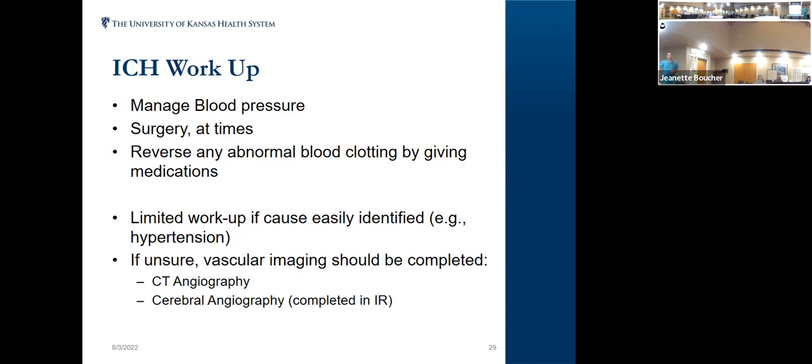If they are on some sort of blood thinner, someone might be on warfarin, and for one reason or another, the blood level of the warfarin gets too high, and it can cause them to bleed. And so we oftentimes will do what we can to reverse those processes by giving them things like Kcentra and things of that nature. We also look at the blood vessels in their head. We get what we call a CTA, and it looks at all the blood vessels in their head to see if we can find any aneurysms or artery problems.